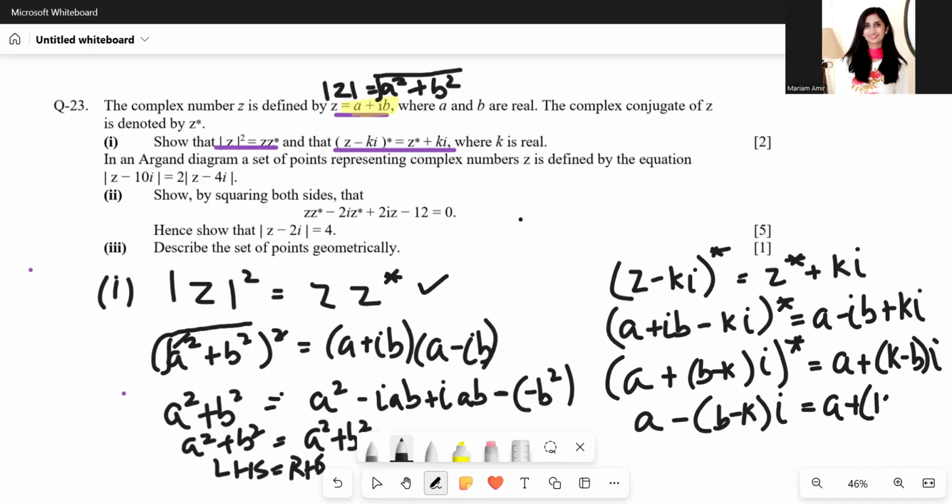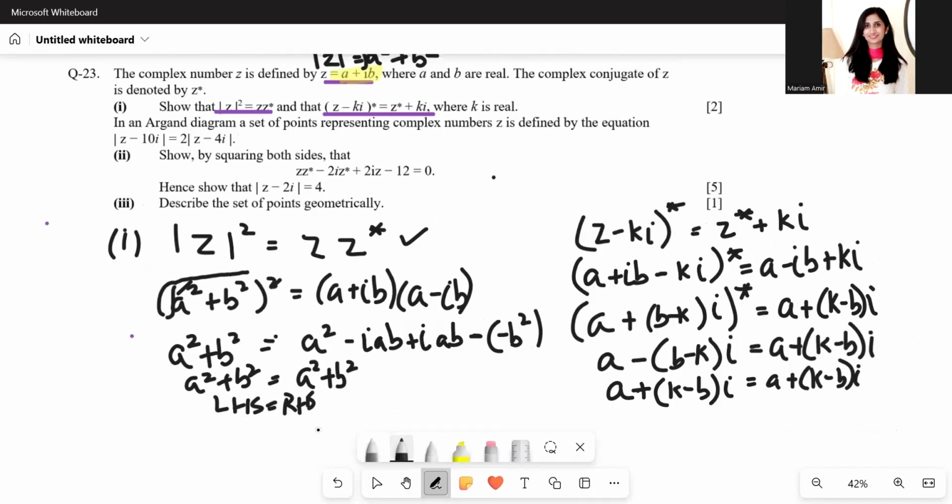And are these two equal? Yes, they are. Let's send the minus sign inside. So this becomes (k minus b)i, which equals a plus (k minus b)i. Hence, left hand side equals right hand side, which proves that this is true.